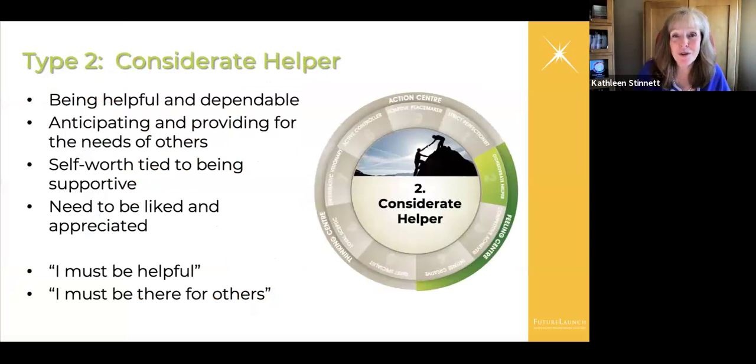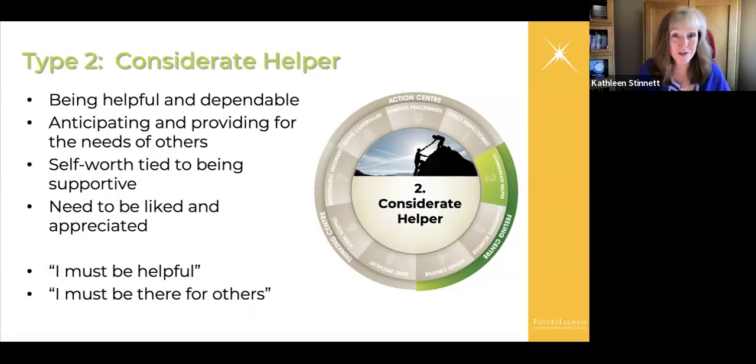Our type 2 is called the considerate helper. The type 2 is motivated to be generous and warm and giving, and they're anticipating what needs other people have, and they want to be helpful to try to get the other person's needs met. So sometimes the 2 will be helpful even when they're not needed to be helpful. And their mantra is that they really do want to contribute to others.